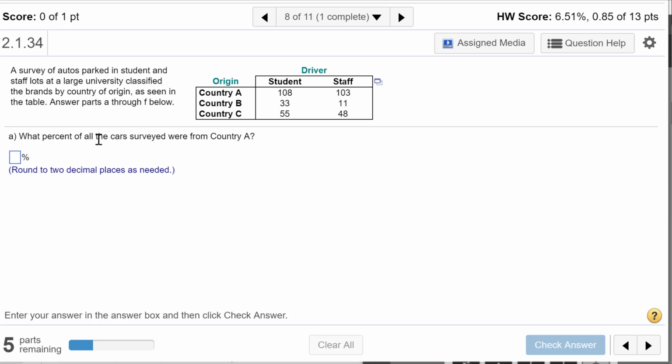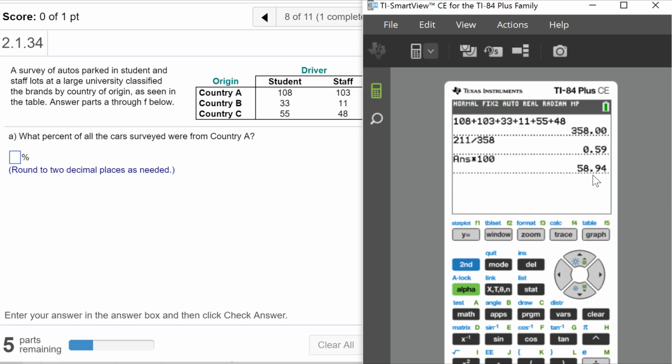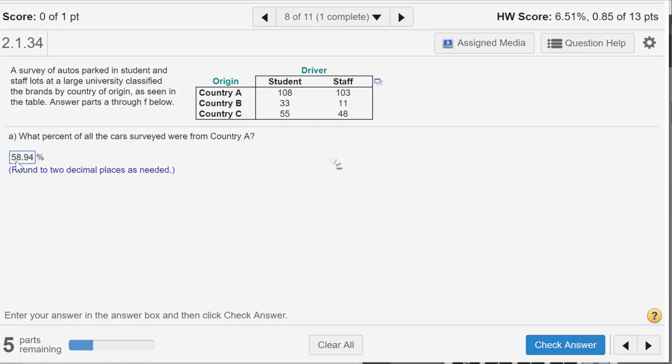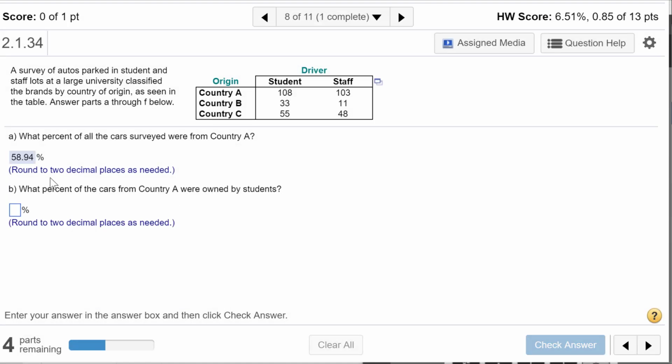So we need to know what our denominator is going to be. We're going to just add up all these numbers, and you get 358. Now, what percent of all the cars surveyed were from country A? We're going to add up these two numbers. 108 plus 103 is 211, divided by 358 times 100. I got 58.94%. Again, make sure you pay attention to rounding to 2 decimals, etc.